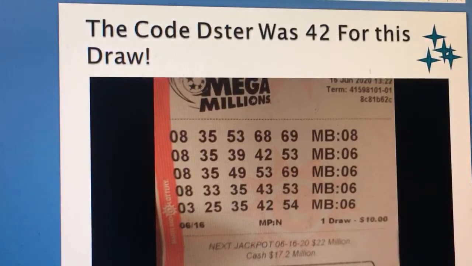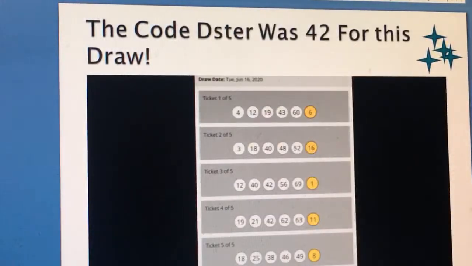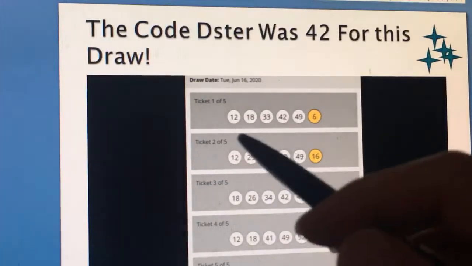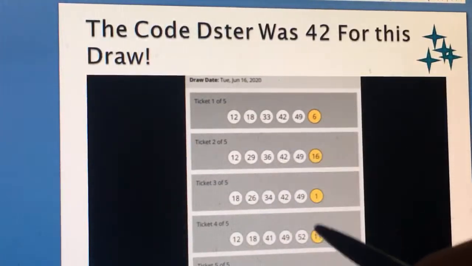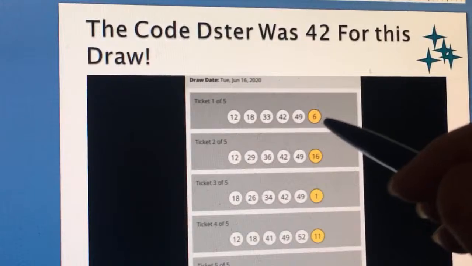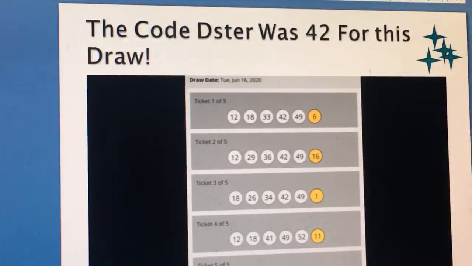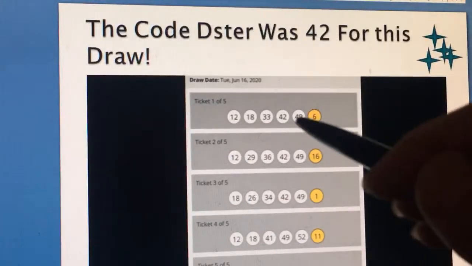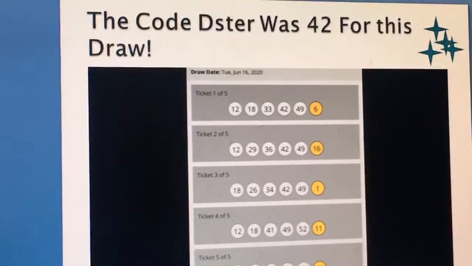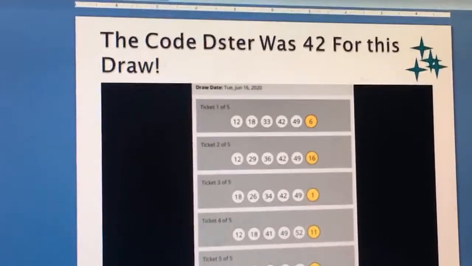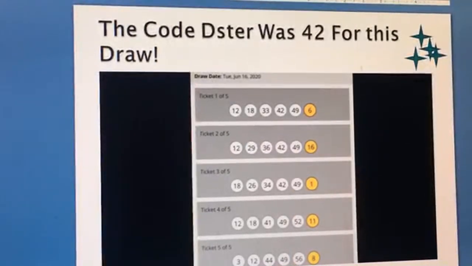And also, the other player also had 3 numbers on the line. The 3 numbers were 6, 42, and 33. So congrats for following the rule. Stop playing the numbers not on the Dster system again.